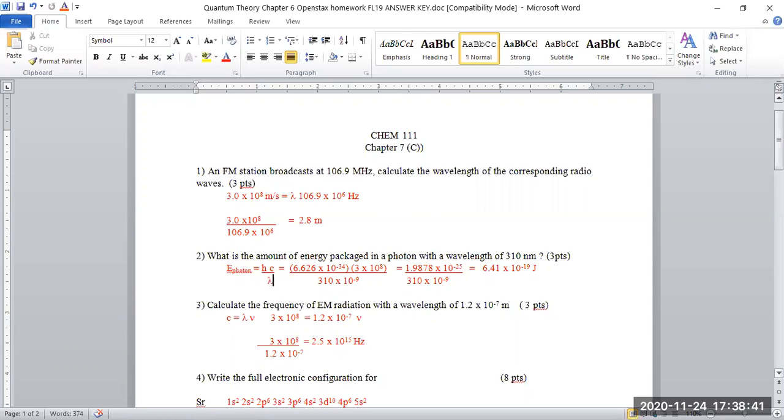I noticed a few people were not paying attention to the positive or negative sign for the exponents, and some people gave me answers that had the right number there, but they gave me 10 to the positive 19th. It's got to be 10 to the negative 19th for just one photon.